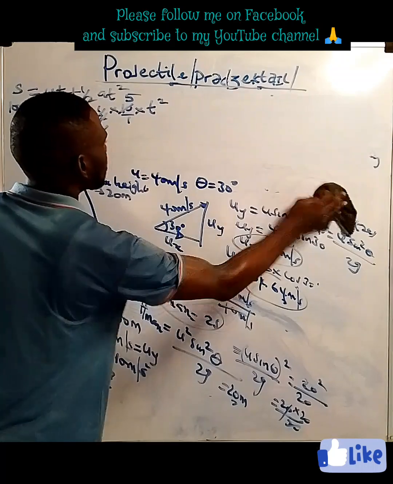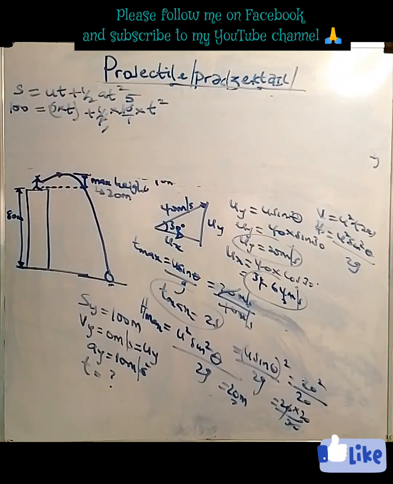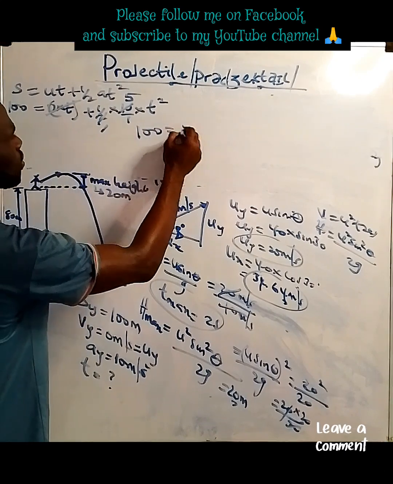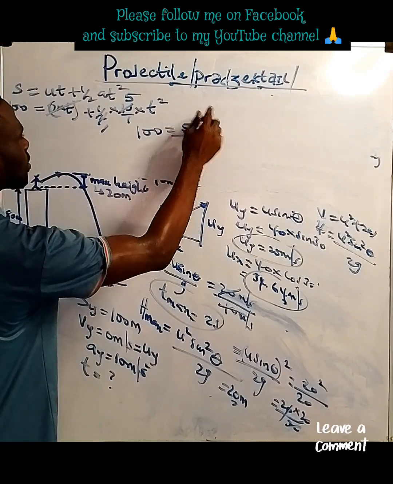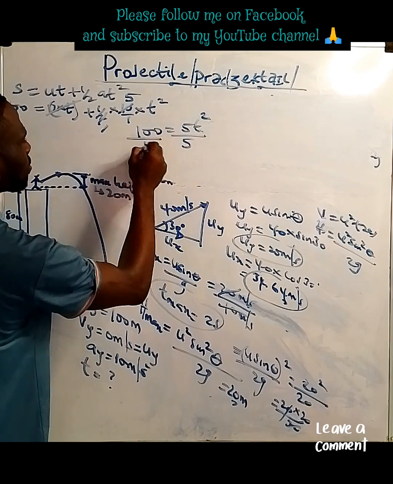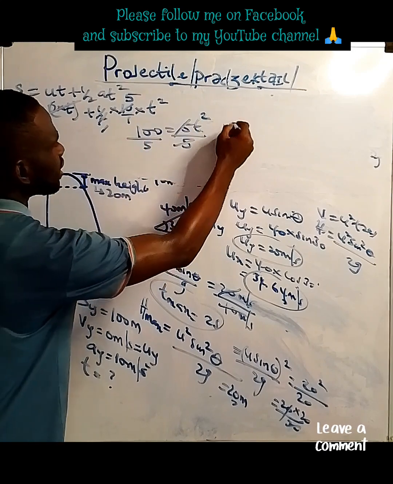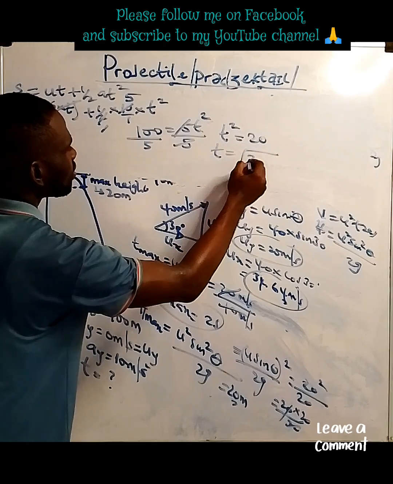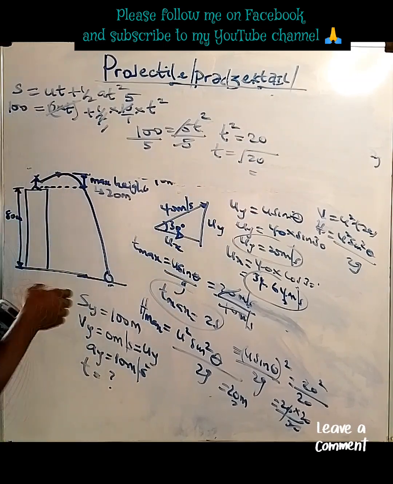So right away, we're getting very close. You're almost there. We're getting very close to what we want. So what do we have? We have 100 equal to 5t squared. So divide both sides by 5. So t squared is 100 divided by 5, which is 20. So we're going to get the square root of 20.